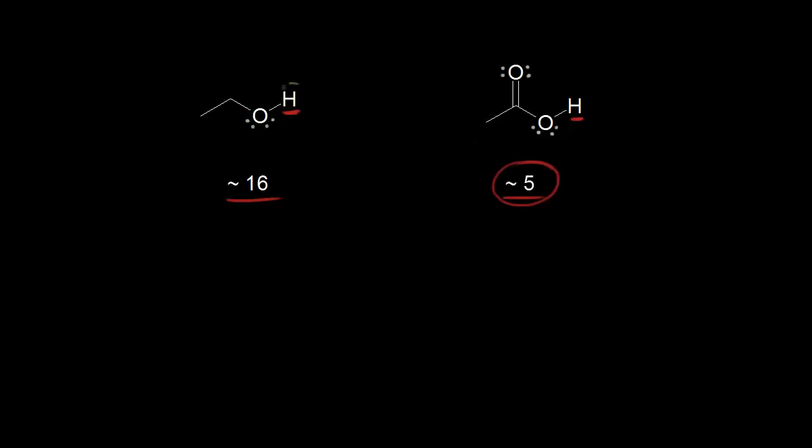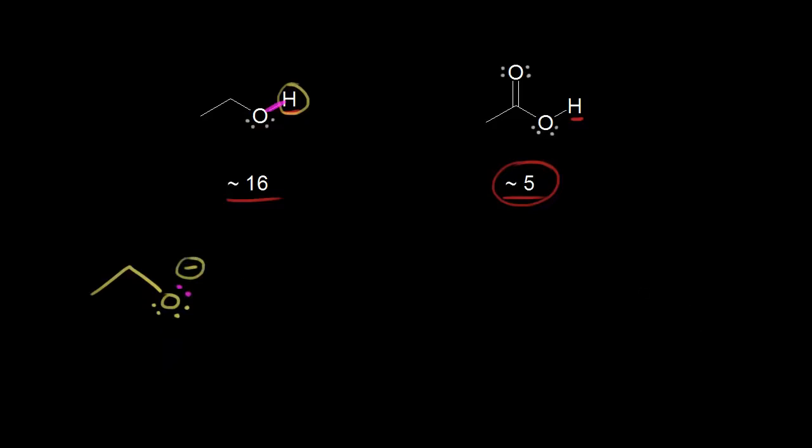If ethanol donates this proton, the electrons in this bond, the electrons in magenta, are left behind on the oxygen. So let's draw in the conjugate base. This oxygen would have 3 lone pairs of electrons, and one of those lone pairs would be the electrons in magenta. That gives this oxygen a -1 formal charge.